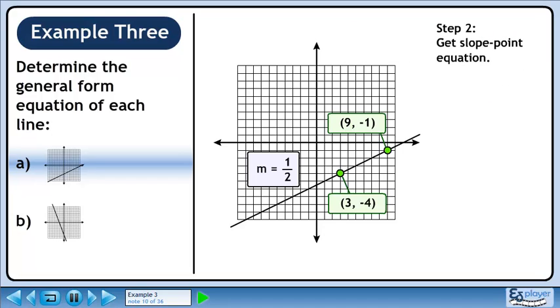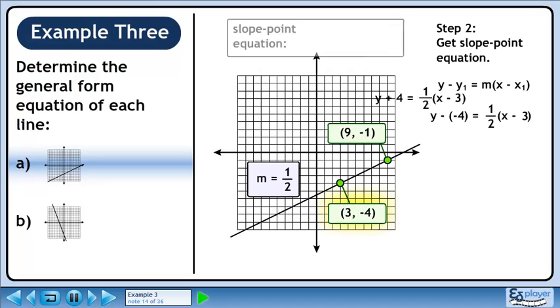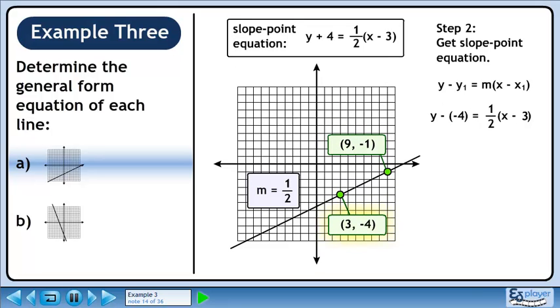In step 2, we need to get the slope-point equation. Use y minus y1 equals m times x minus x1. We'll use the point (3, -4) for x1 and y1. We found the slope in the previous step, so plug in 1/2 for m. Cleaning up the double signs gives y plus 4 equals 1/2 times (x minus 3). This is the slope-point equation. Let's store the slope-point equation above the graph so we can reference it later.